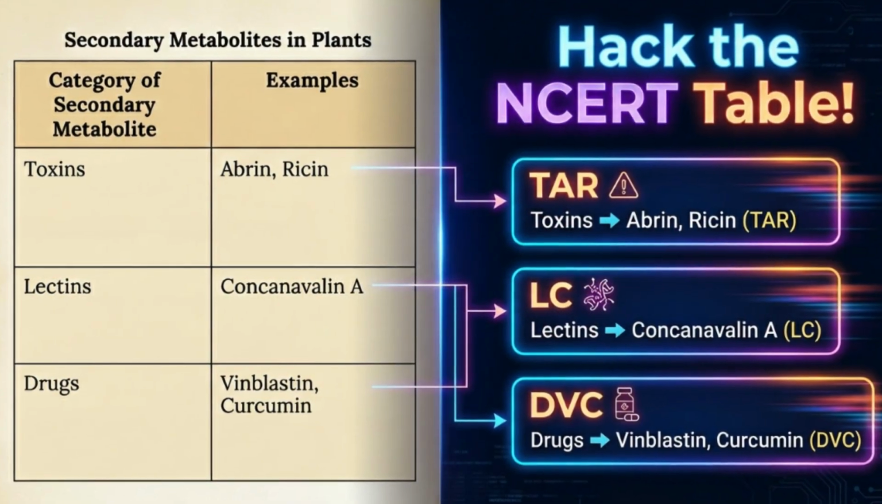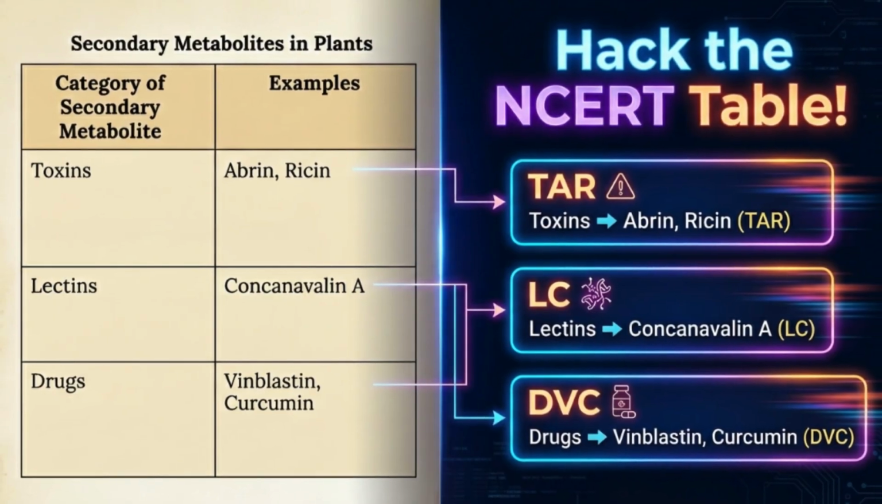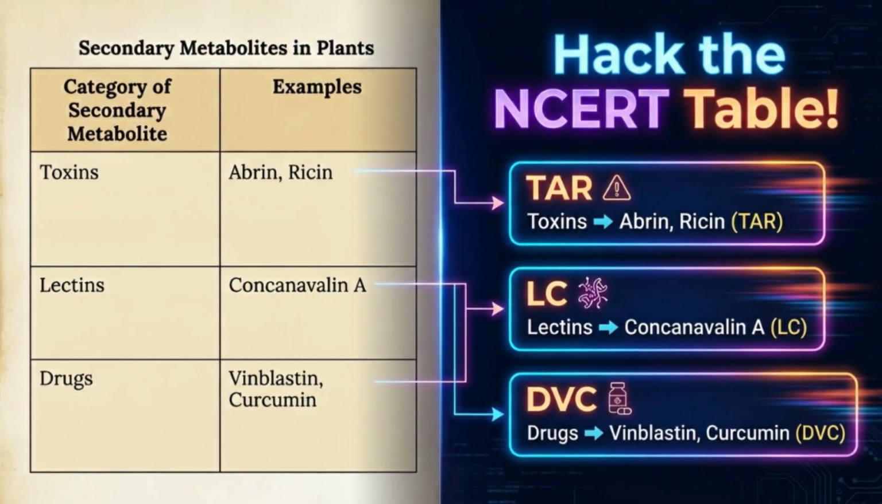First, the biggest trap, the Secondary Metabolites table. NTA loves matching questions here. Stop rote memorizing and use these acronyms. For toxins, remember TAR. Toxins are abrin and ricin. For lectins, remember LC. Lectin is concanavalin A. For drugs, remember DVC. Drugs are vinblastin and curcumin. If you remember TAR, LC, and DVC, you will literally solve the PYQ in 3 seconds.